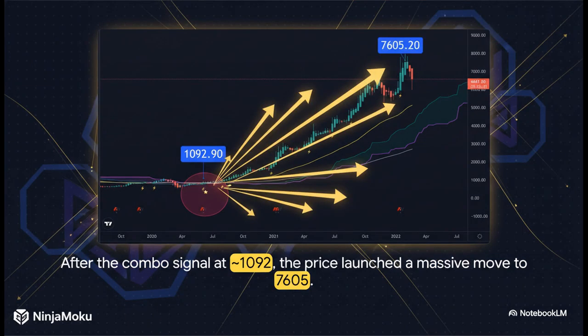And this is the payoff. In this particular example, that deadly combo signal fired when the price was just around 1092. And what happened after that? Well, a massive, explosive move all the way up to over 7,065. This is exactly the kind of decisive, big trend move the system is designed to help you catch.